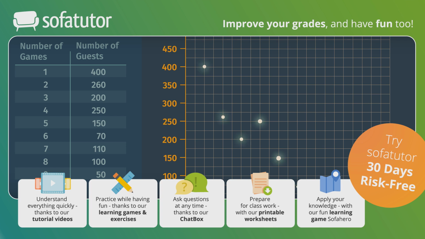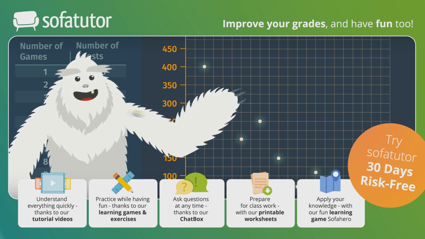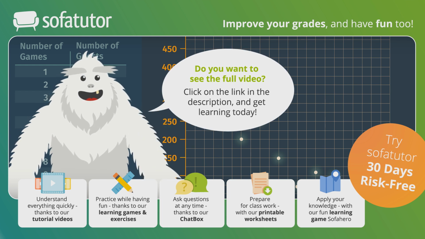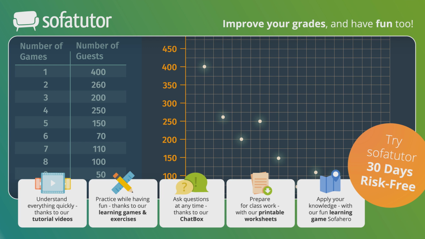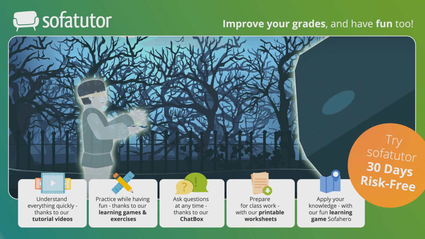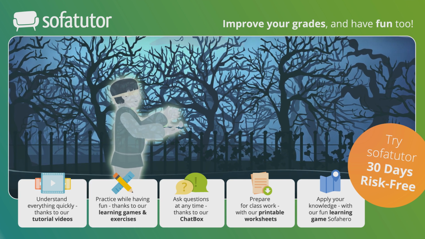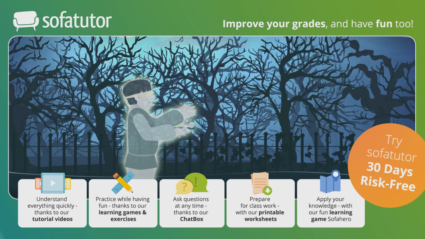Now, plot the ordered pairs. The points are grouped together, so the data is highly correlated. But as the number of games increases, the number of guests decreases, and this indicates a negative correlation. When there is a negative correlation, as one variable increases, the other decreases. You don't need to be a genius to figure out that party games are a terrible idea, so Shakespeare decides there will be no party games.